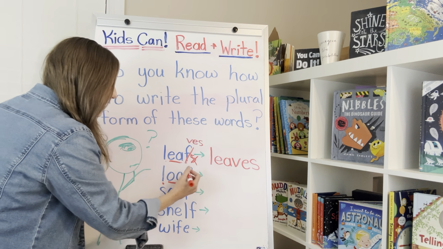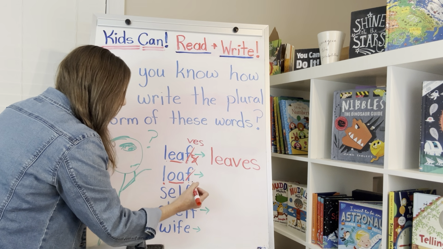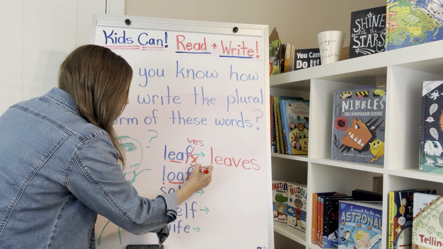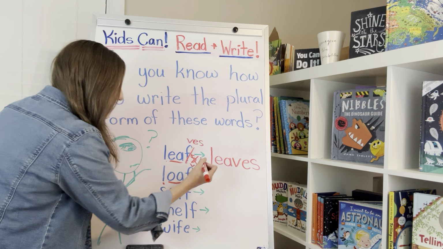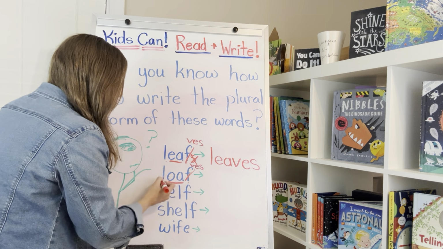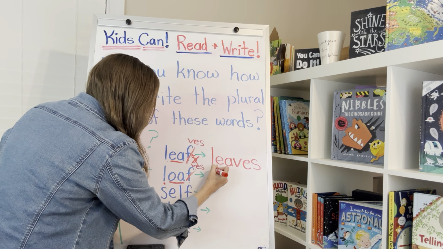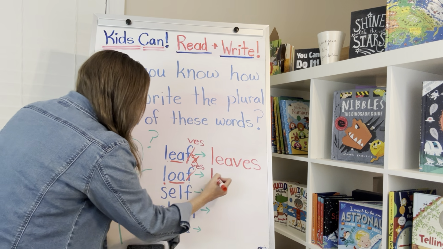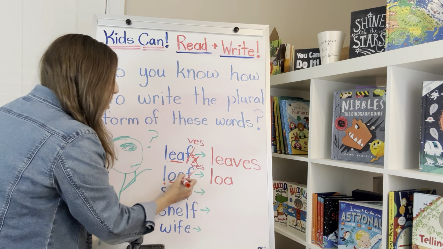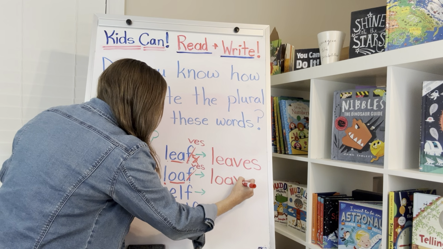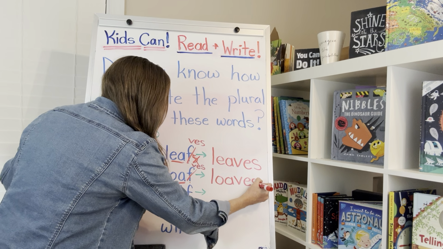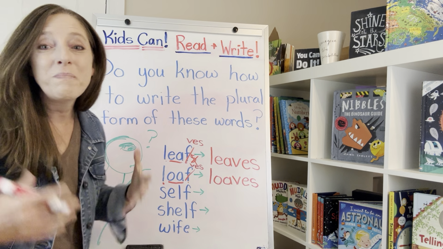Well, just like we did with leaf, we're going to take that F off. We're going to change it to a V, and then we're going to add that E that always comes after V's and make it plural with the S. So if we want to write loaves, like we have more than one loaf, we start with the same spelling, L-O-A, but we have loaves now. So we put our V, our E that always goes after the V, and the S to make it plural.